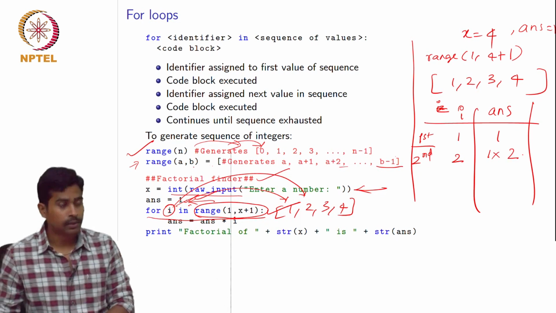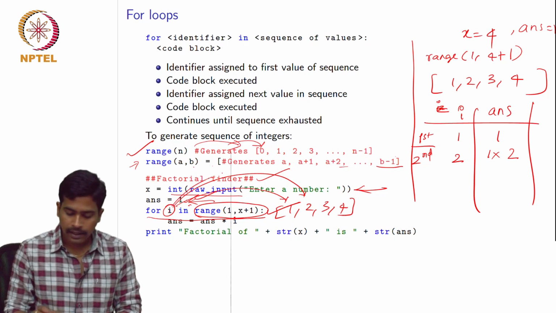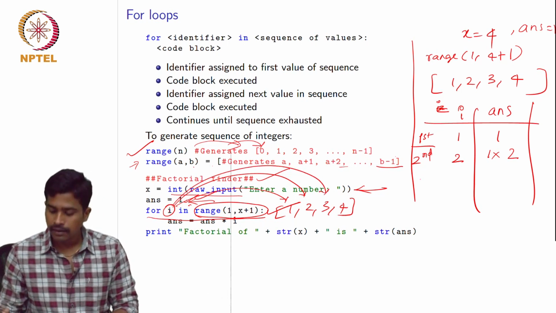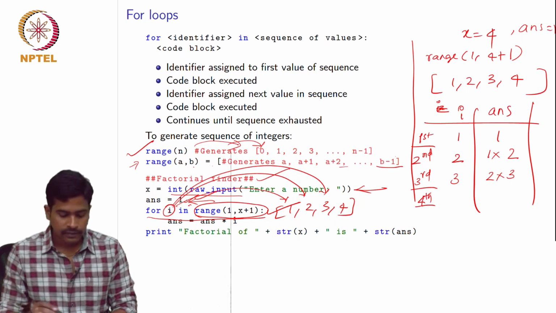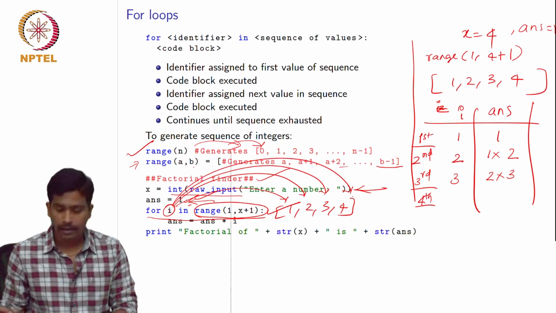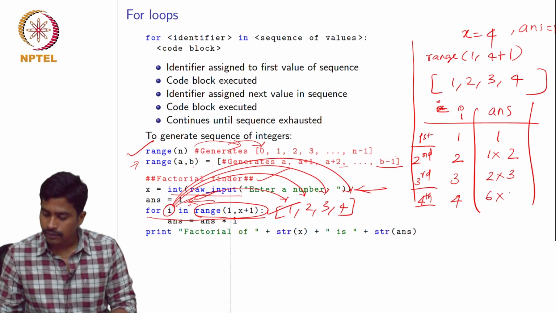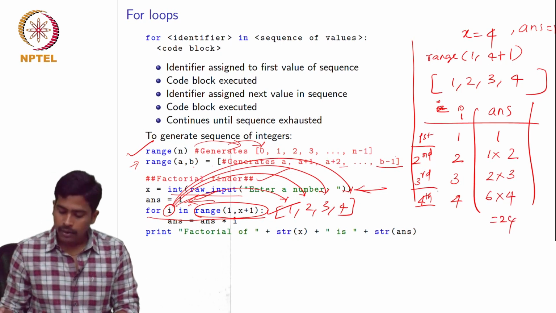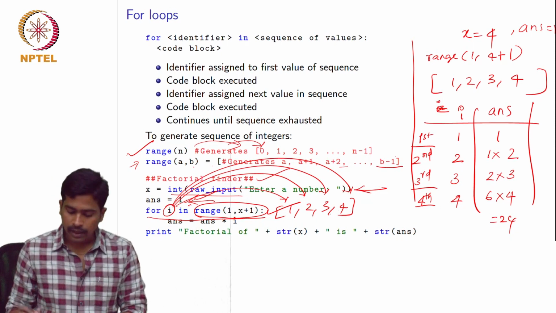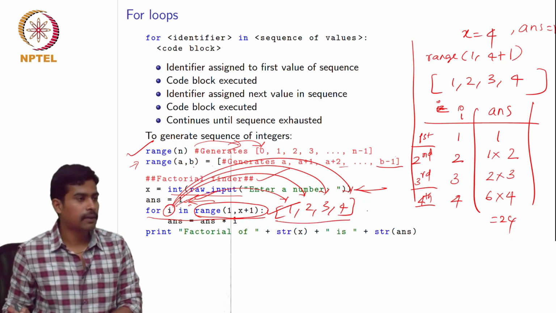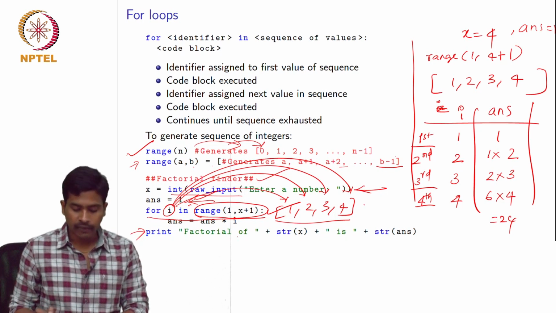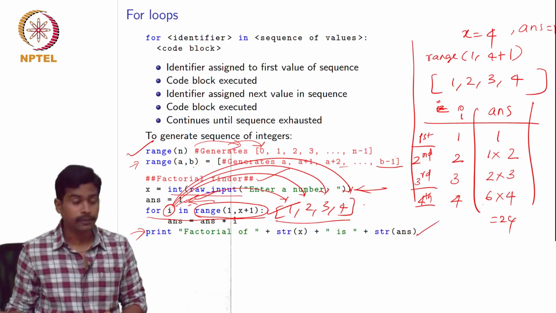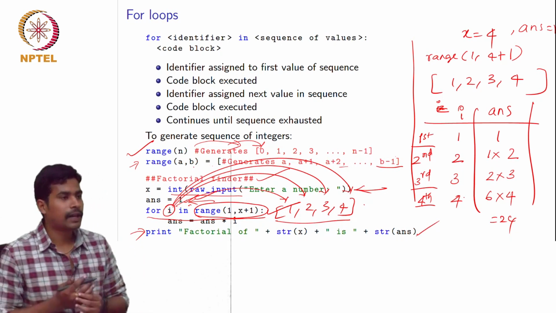So it is 1 into 2 and again the control goes here and this time I is assigned the value 3. On the third iteration, I is 3 and the result is 2 into 3. And on the fourth and final iteration, the value of I is assigned 4 and 6 into 4, 24. After the fourth iteration there are no more numbers in this series of numbers. So the loop exits at this point and then it prints the statement, factorial of a given number is so and so, okay. So this is the difference between a while loop and a for loop.